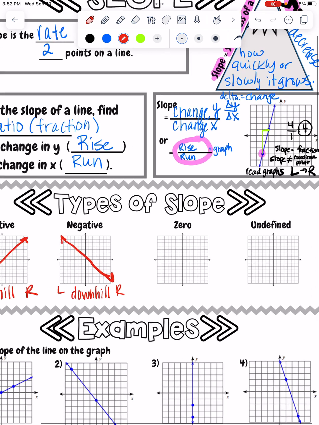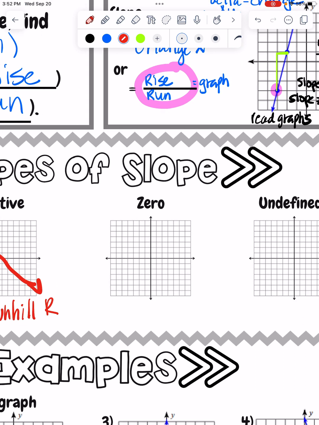We'll have a slope of 0. And I want to show you that this one would look like this. This line right here has a slope of 0, and it has a slope of 0 because it has no rise. It has no rise over lots of run, right?